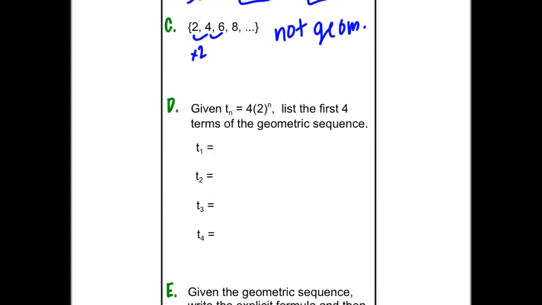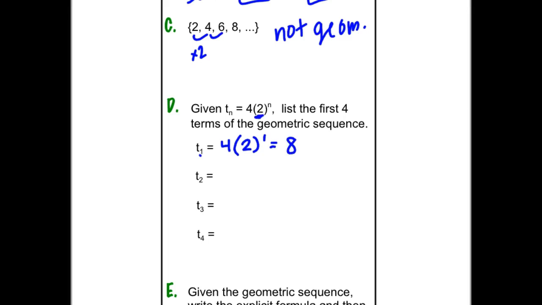The next piece is if I give you the explicit formula, which in this case is t sub n equal to 4 times 2 to the n power, we're going to list the first 4 terms. That simply means that if we're finding term 1, we're going to put in 1 for n. So 4 times 2 to the first. 2 to the first is 2 times 4 is 8.